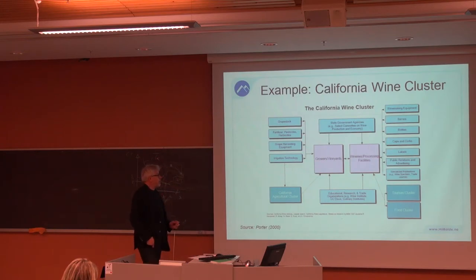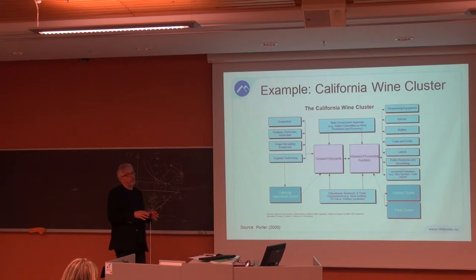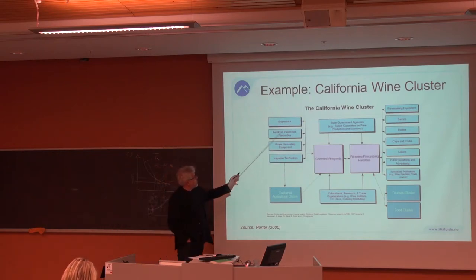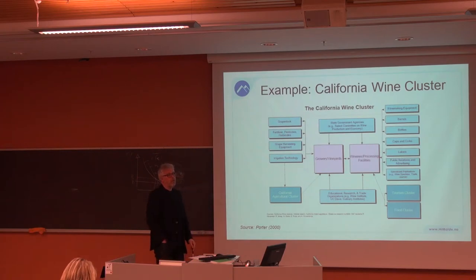So if you're going to, let's say, study a specific type of industry, then to be able to define whether this is a cluster or not, you need to do this kind of mapping to see how things are, and also to try to work out whether they actually are collaborating, competing, sharing knowledge, also between all these different parties.